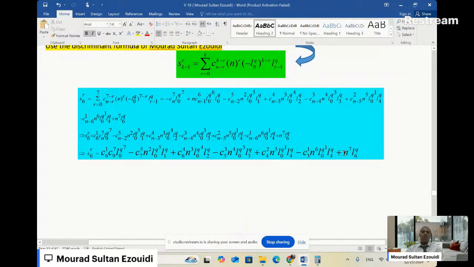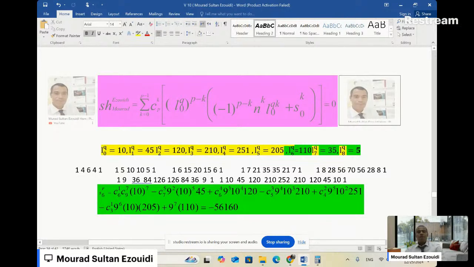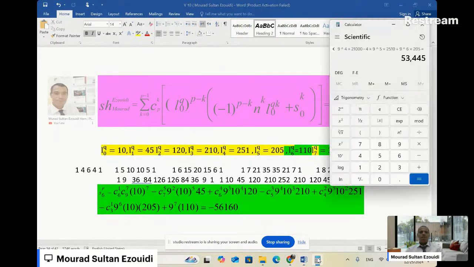That's why here it's written 1 times n raised to the power 7 times x6. I will make my calculation like this. Means I will substitute and then find the value of S6. To solve any given equation, you should work out the coefficient of your given equation. Okay.